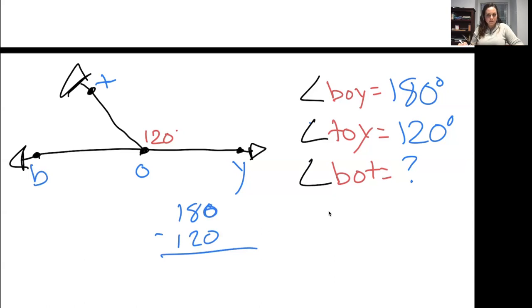And I subtract. 0 minus 0 is 0, 8 minus 2 is 6, and 1 minus 1 is 0, which gives me, ironically, and I did not do this on purpose, this just was an accident, as I just randomly picked numbers for this, my answer to angle BOT would have been 60 degrees also on this one, even though it's a different problem, because of the different angle measurements.